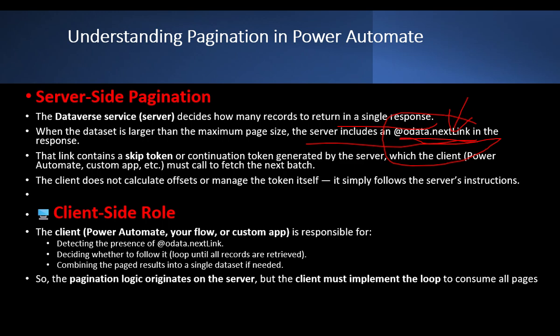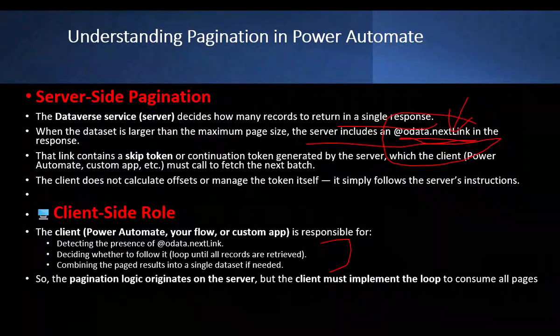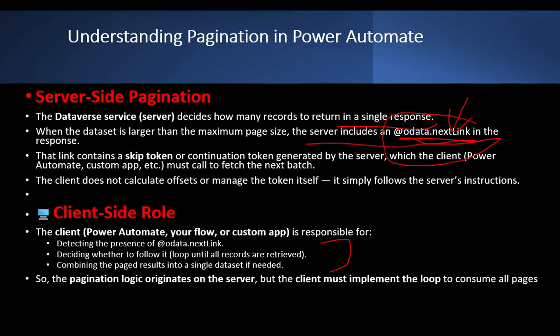This is very important. The client, that means our app or our Power Apps or Power Automate, is responsible for doing the pagination, that is, reading all the pages and getting all the records. So the pagination logic originates on the server, but the client must implement the loop to consume all pages. The client must look for this attribute, the OData next link, to read all the pages.